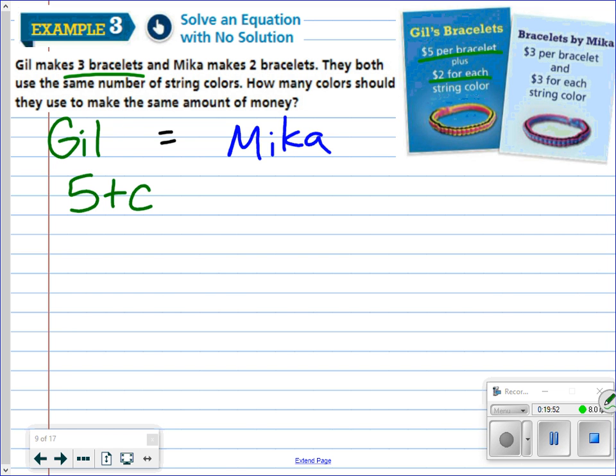But we know that there's 3 of them, right? How would I set up Mika's if she has $3 per bracelet and $3 for each string color? She's making 2 bracelets. Somebody that hasn't answered yet, what would I use for that expression? How would I set up that expression?